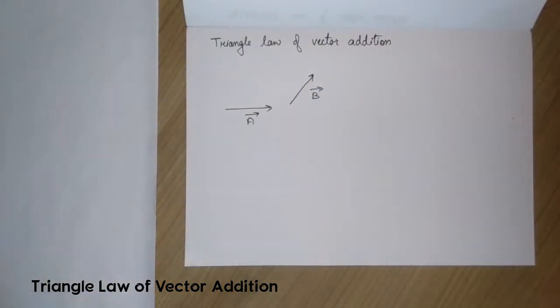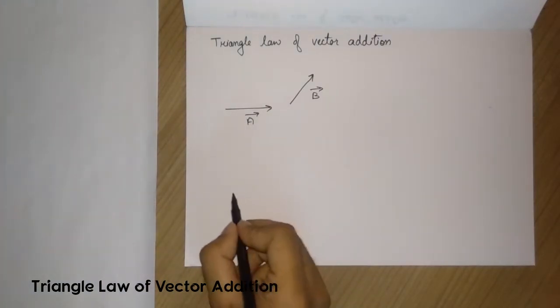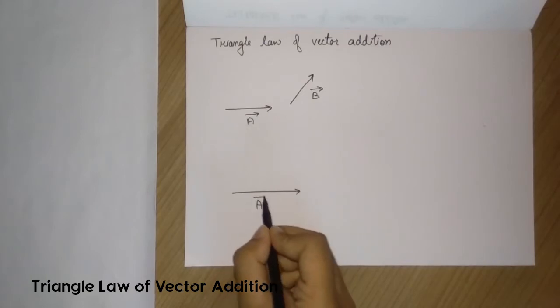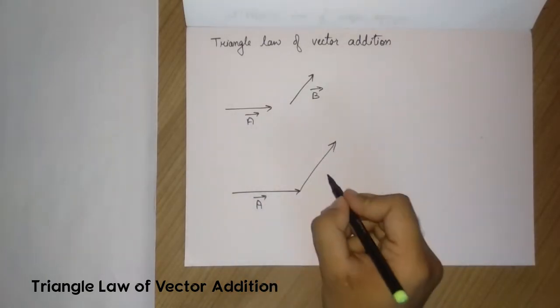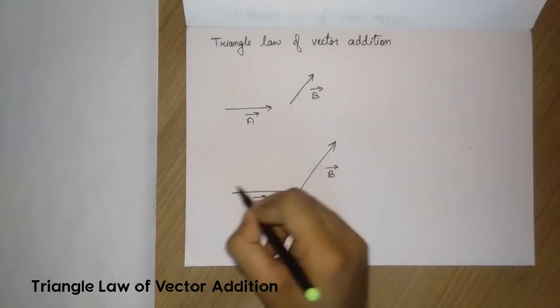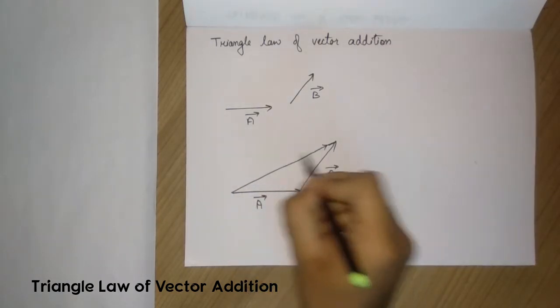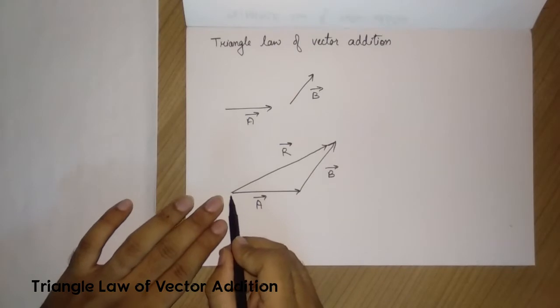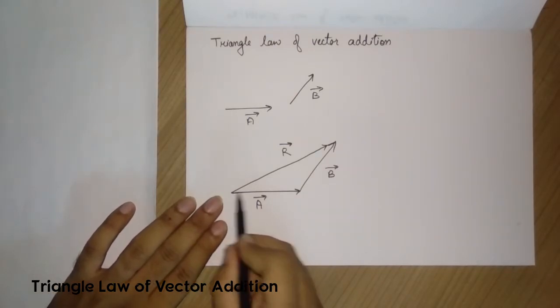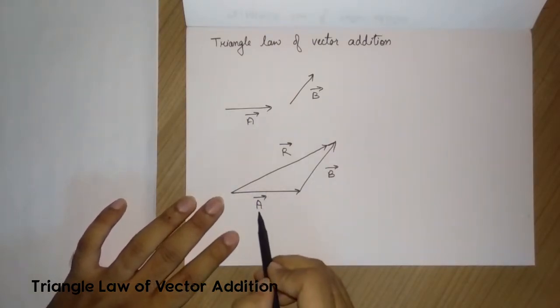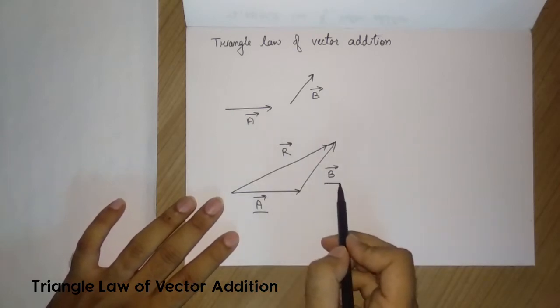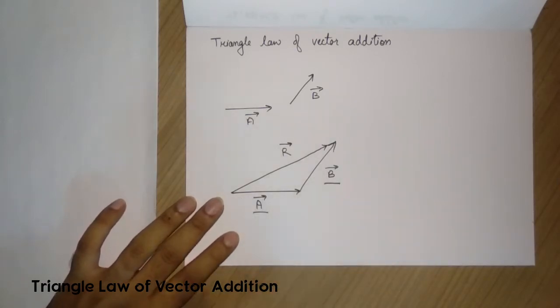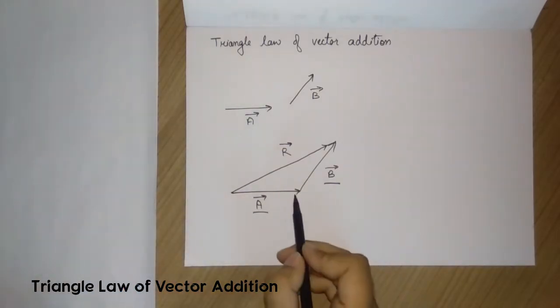The resultant vector can be drawn according to triangle law of vector addition as this. If this is vector A and this is vector B, then this would be the resultant vector. Now how to add two vectors? See, while adding two vectors, you have to keep in mind two things. The vectors that you are adding, vector A and vector B, they should be head to tail connected. They cannot be head to head connected.